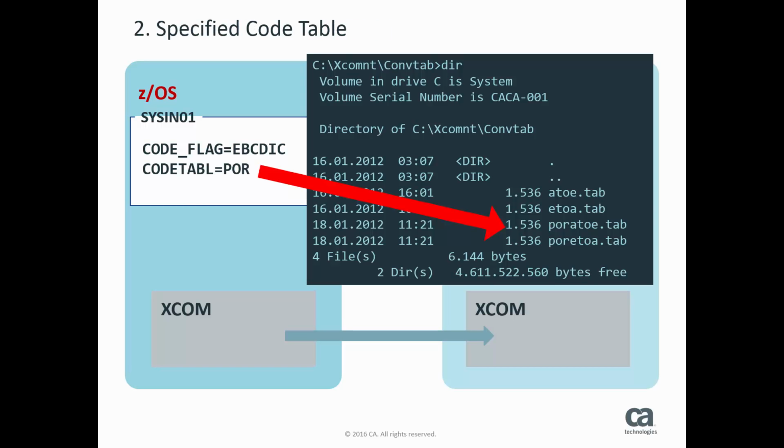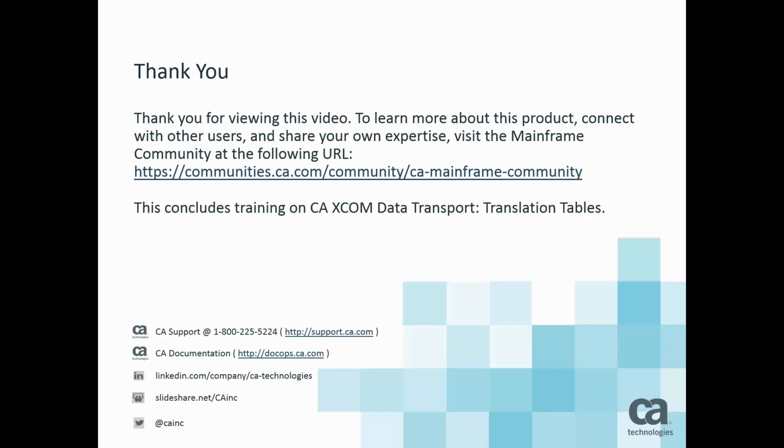If we specify a code table using the parameter CODE_TABLE followed by a 3-character prefix, then XCOM on the ASCII side of a transfer uses the translation table with this prefix. In this example it's PORE2A.tab. If this table does not exist, your transfer job fails with condition code 16 and error message XCOMN0456E cannot open EBCDIC ASCII translation file. This concludes the video on translation tables in XCOM. Thank you for your attention.